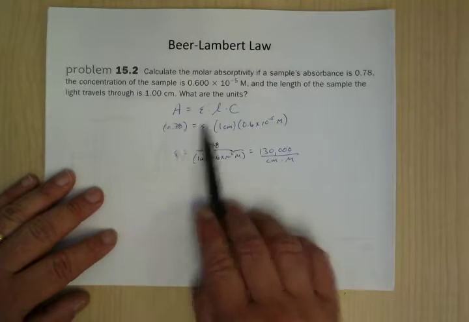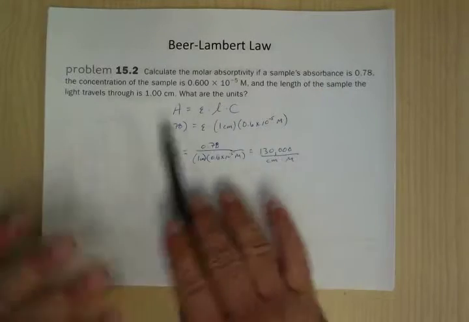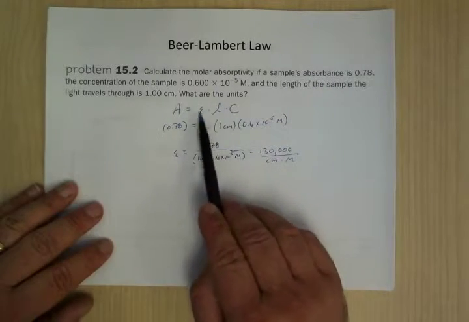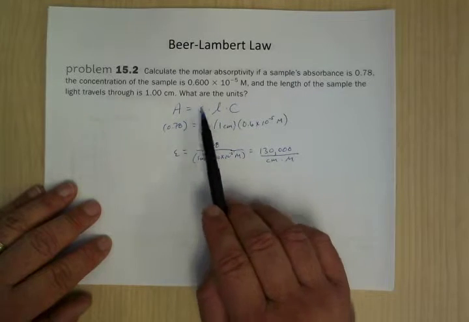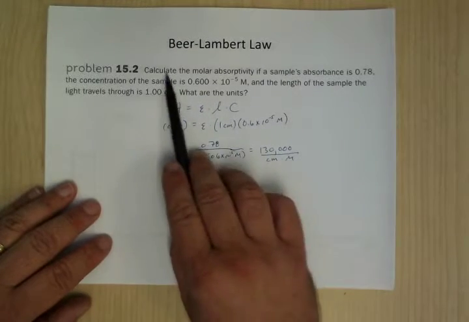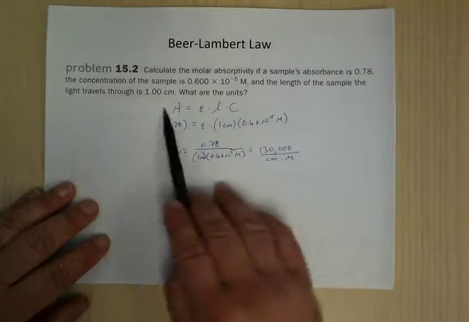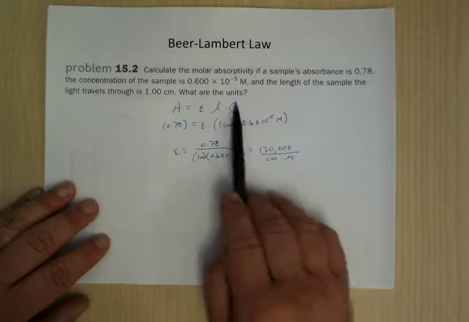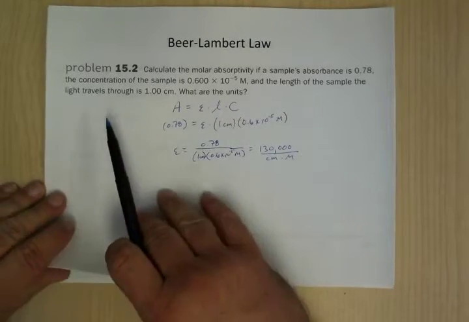But notice that one thing that's not in here, the wavelength isn't in here. That doesn't matter, okay? The absorbance depends on the wavelength, but you don't have to put that into the calculation. So if I said absorbance at 350 nanometers, that 350 wouldn't come into play in this equation. So don't put it in there. That's a common mistake. It doesn't come into play.